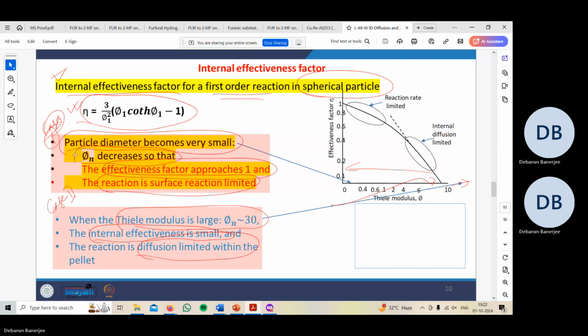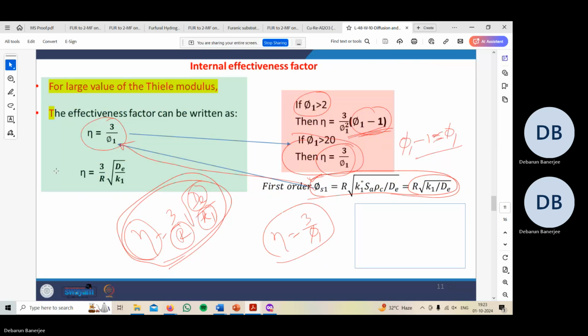So if the particle diameter becomes very small, phi decreases so that the effectiveness factor approaches 1, and the reaction is surface reaction limited. On the other hand, when the Thiele modulus is large, say phi goes to 30, the internal effectiveness is small, and the reaction is diffusion limited within the pellet. And the effectiveness factor for a large value of Thiele modulus equals 3 by phi 1. If phi 1 is greater than 2, then it will be 3 by phi 1 square into (phi 1 minus 1), and if it is very large, like greater than 20, then the effectiveness factor will be 3 by Thiele modulus.